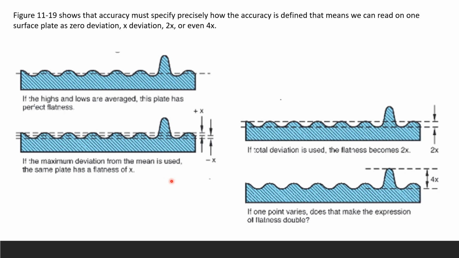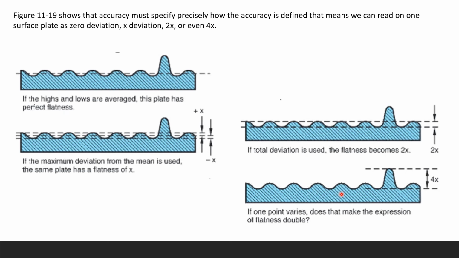So if the maximum deviation from the mean is used, the same plate has a flatness of x. Then if total deviation is used, the flatness becomes 2x. Here is a little gap, a little bit bigger, and then here is so high. So now if one point varies, does that make the expression of the flatness double? It does. Look at that.